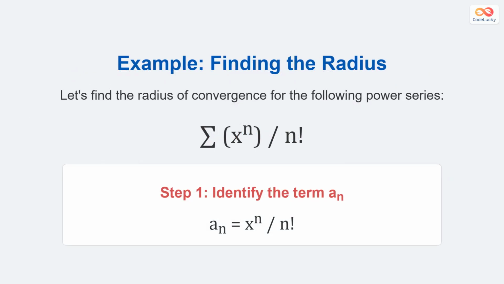Let's walk through an example. Consider the power series defined by the sum of x to the power of n divided by n factorial. The first step is to identify the expression for the general term of the series, which we call a sub n in this case. A sub n is x to the n over n factorial.